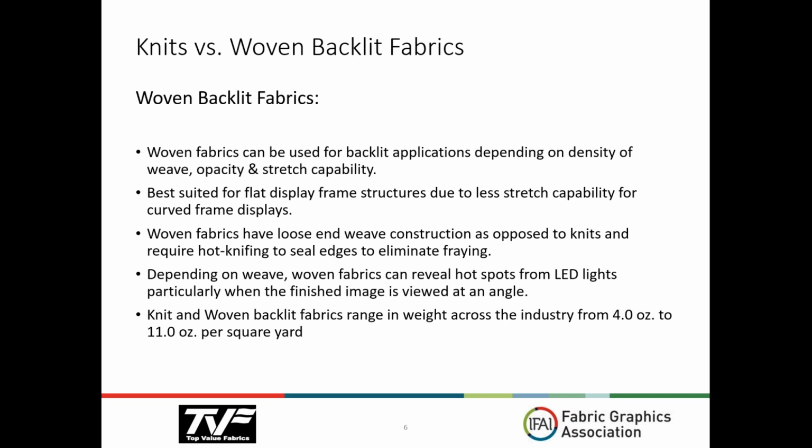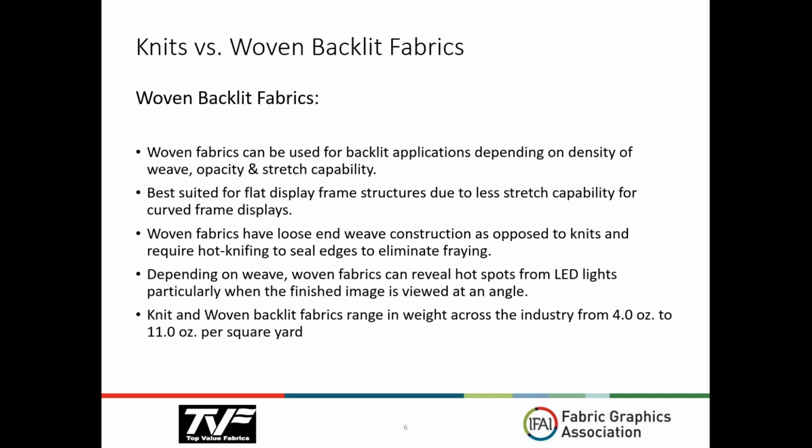Woven fabrics also are different from knit fabrics in the fact that they're loose weave construction, and they don't have that locking stitch on the end. So it's easy to see a woven fabric. If you look at it, you'll see threads coming off the sides because they're not locked in. So basically, at this point, you're required to use hot knife or laser cutting to seal the edges to eliminate fraying, before fitting it to the frame.